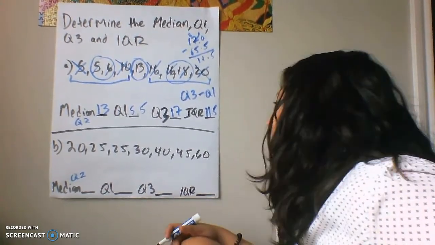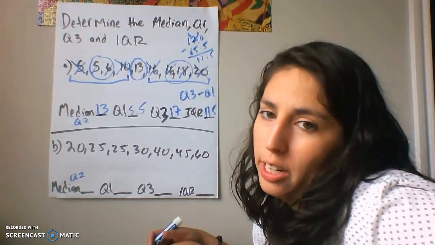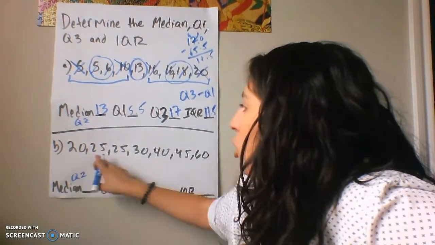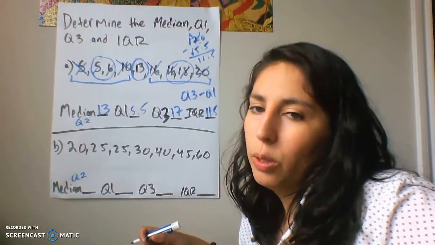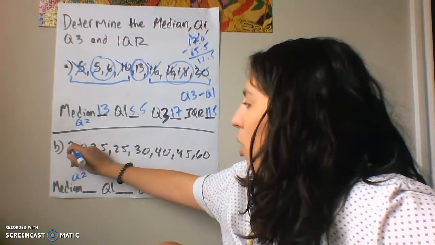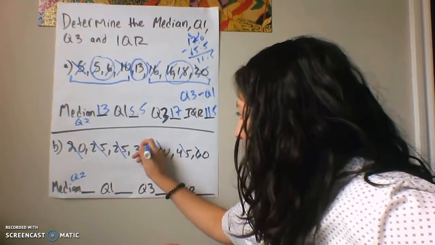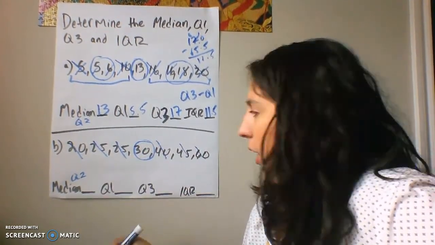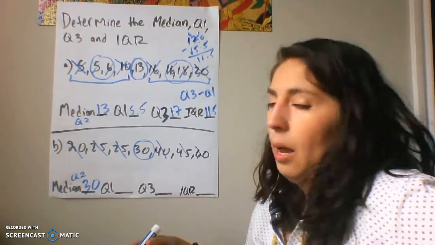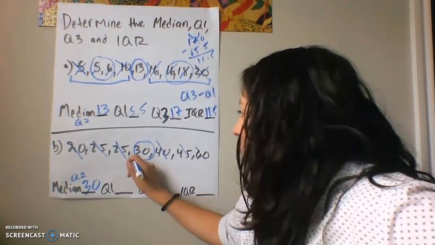And let's keep going. All right, so glad you're back. Hopefully you paused it and tried it on your own. Let's check. First, numbers are in order. Done. Second, you want to find the middle, the median. So cross off one at the beginning, one at the end, one at the beginning, one at the end, one at the beginning, one at the end. I am left with 30. There is my median.